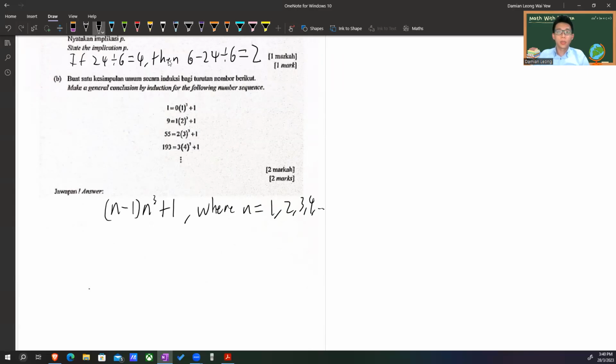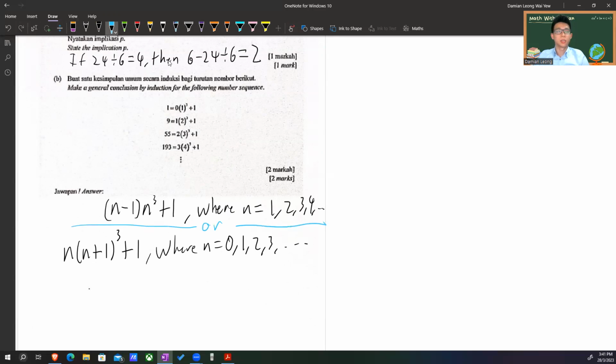Or we can also take 0, 1, 2, 3 as the n. Then this will be one number after n, so you can take this as n plus 1 cube plus 1, where n is 0, 1, 2, 3, and so on. Either one of these is fine. It doesn't matter which one you choose, it's just which one you want to start with. But n has to increase one number by one number; this one is based on starting with 1, and this one is based on starting with 0. So there's a difference. Make sure this is correct as well.